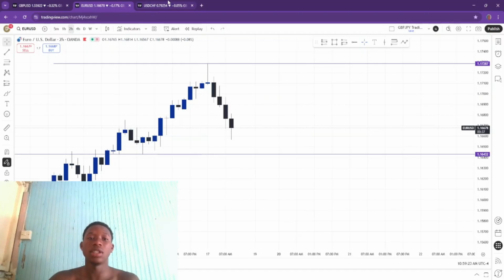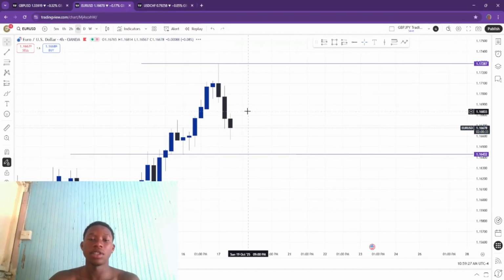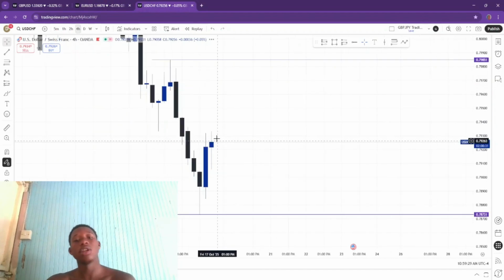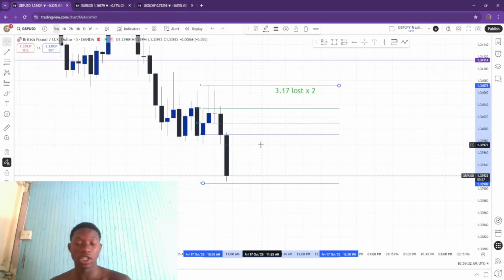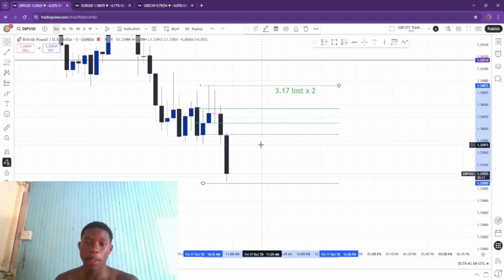EUR/USD and USD/CHF on the 4 hour or the higher time frame are still just chopping around. They're not going above any highs or lows on the 4 hours, so we're just chilling. Right now we're just waiting for that to form and give us a little trade there. Today's Friday, so all next week would be the next viable trade day.